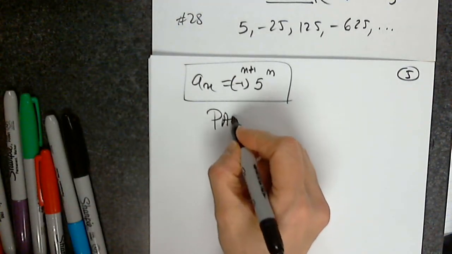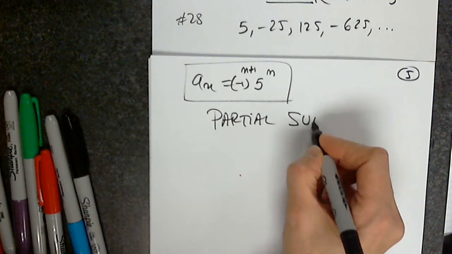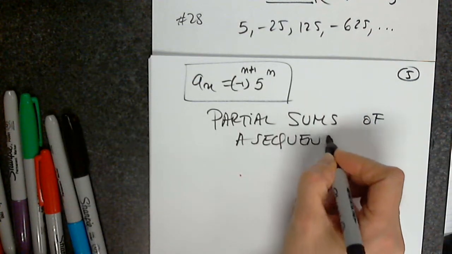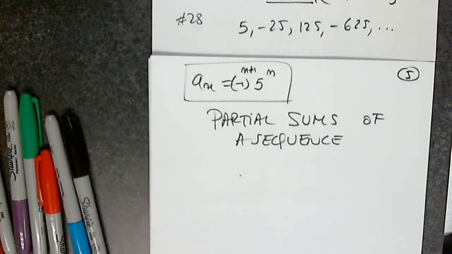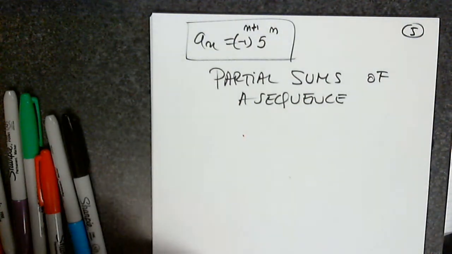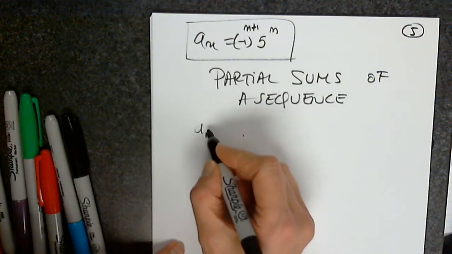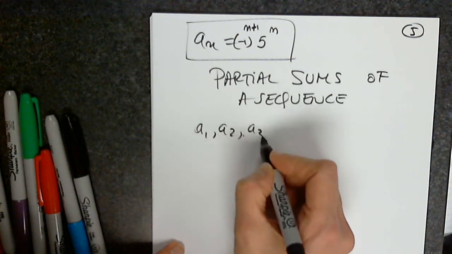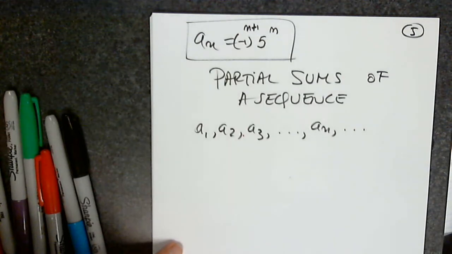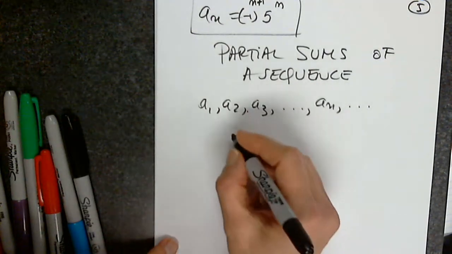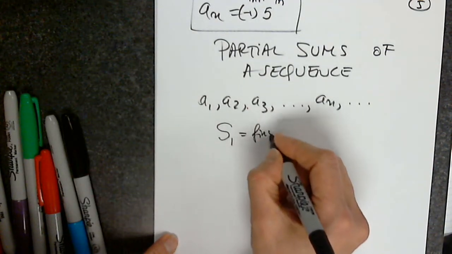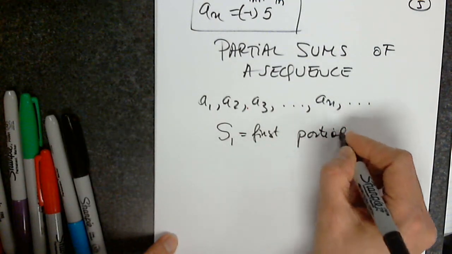Let's talk about partial sums of a sequence. Partial sums of a sequence. So let's write our sequence again. A1, comma, A2, comma, A3, comma, dot, dot, dot, comma, AN, comma, dot, dot, dot. S1 is the first partial sum.